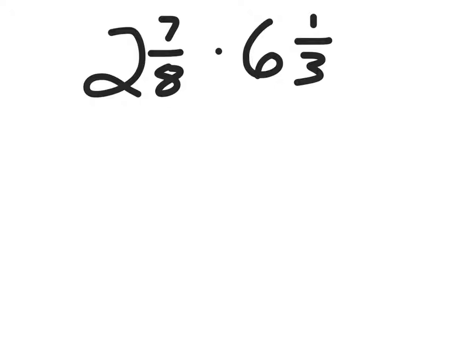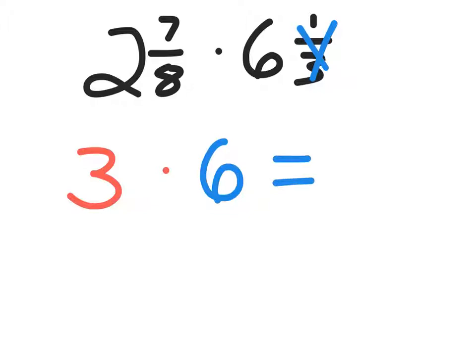And we're going to add that on to our whole number, which is 2. So 2 plus 1 is 3. And then on our other fraction, 1/3. 1/3 could go either to 1/2 or it could go down to 0. So we're going to round it down to 0, which gets rid of this fraction. And we're going to be left with just 6. So our estimate is 3 times 6, which is 18.